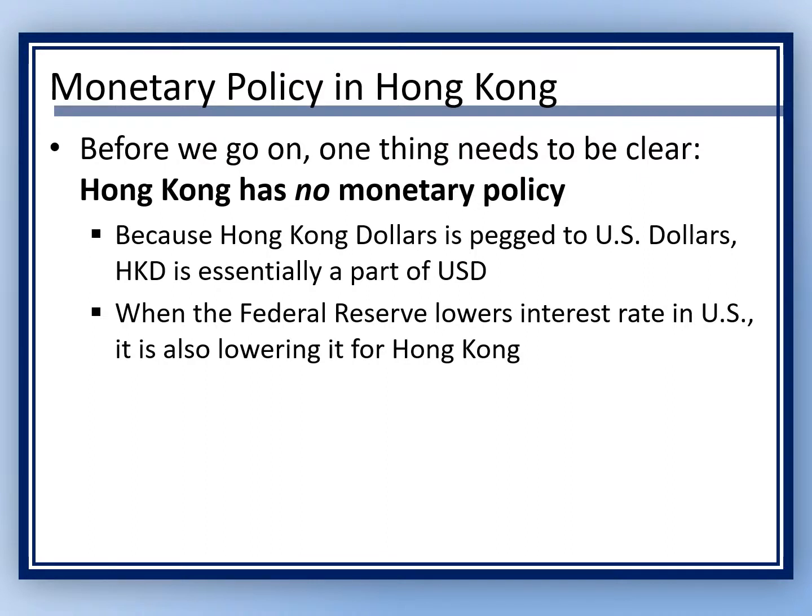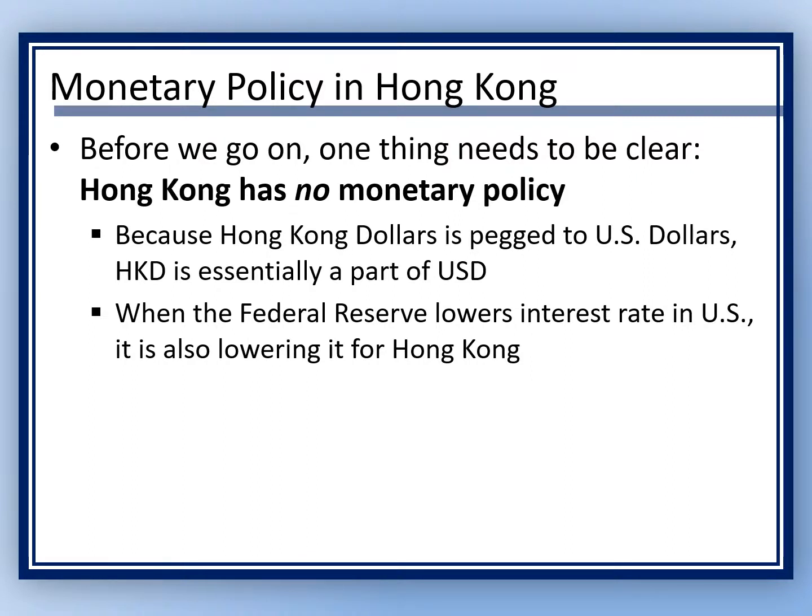Now, one thing we need to make clear is that Hong Kong actually has no monetary policy. The reason is that the Hong Kong dollar is essentially pegged to the US dollar. It's not exactly pegged, it's linked, which means that the exchange rate can float within a narrow band. It's between $7.35 to $1 and $7.85 to $1, right? So it's slightly floating, but pretty much it's pegged.